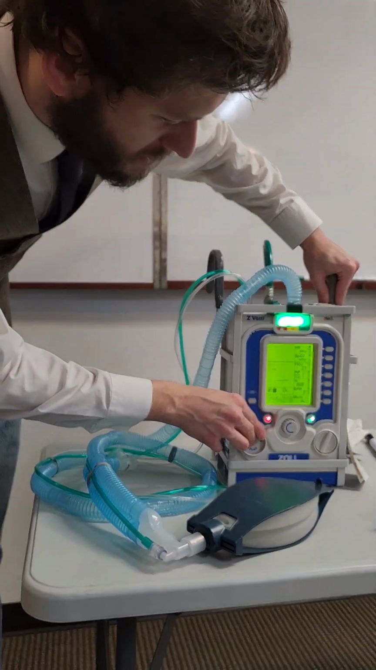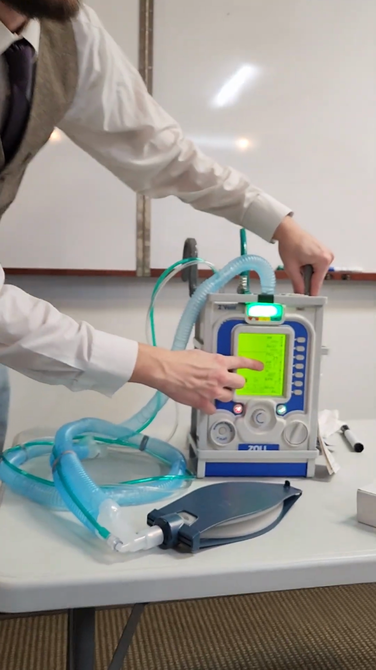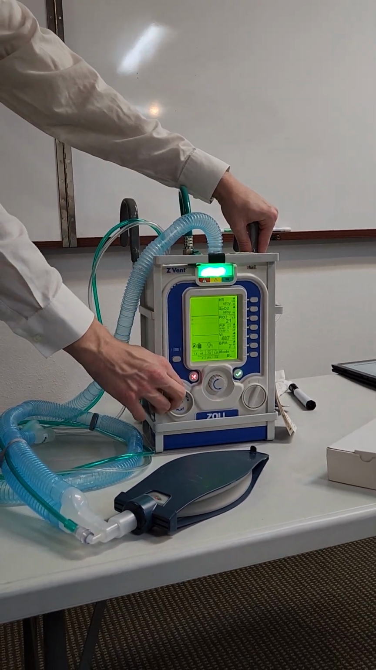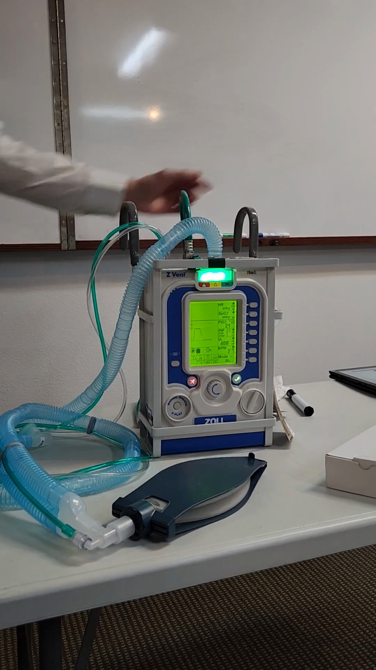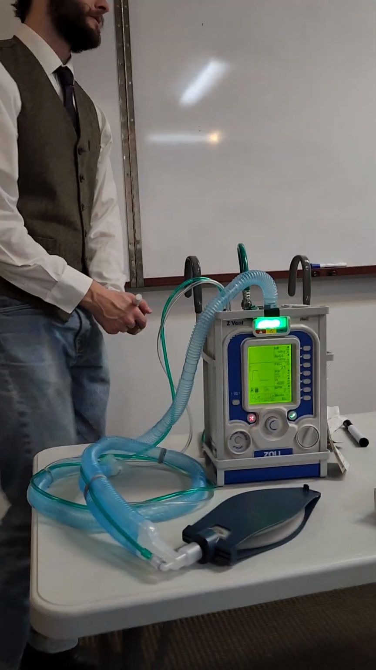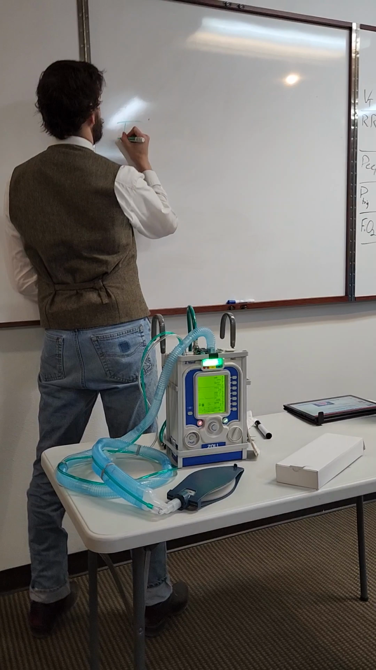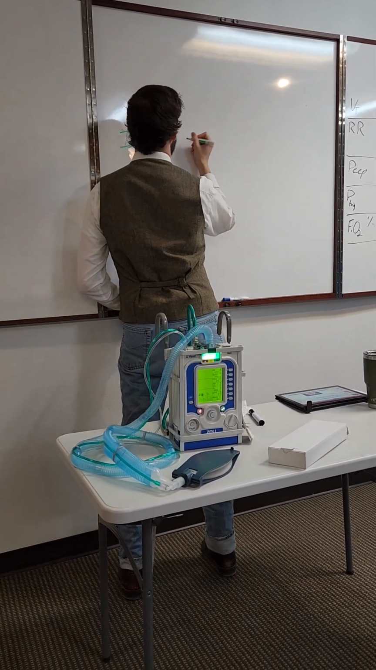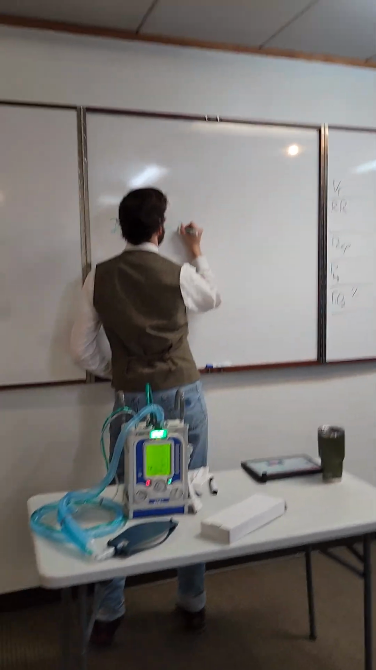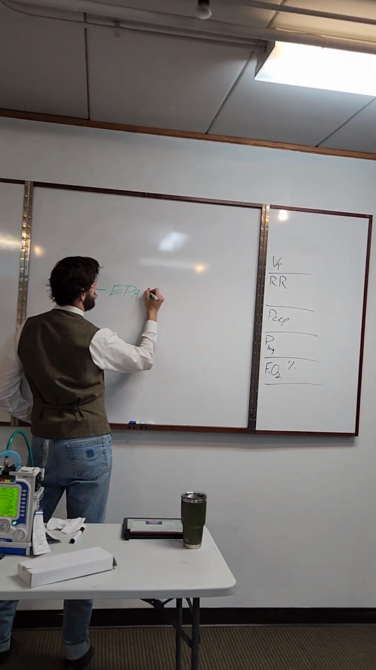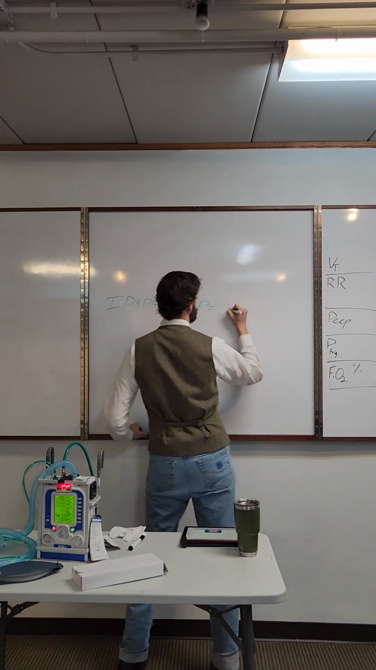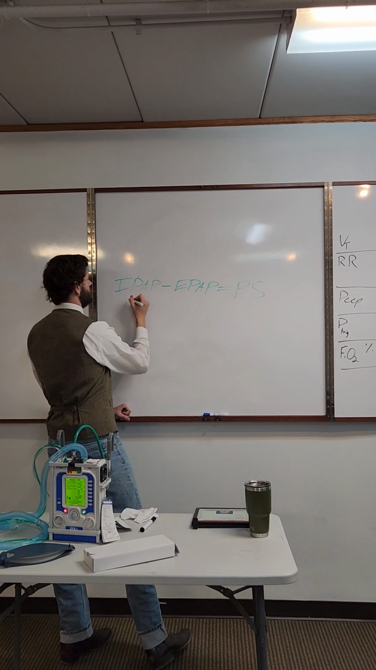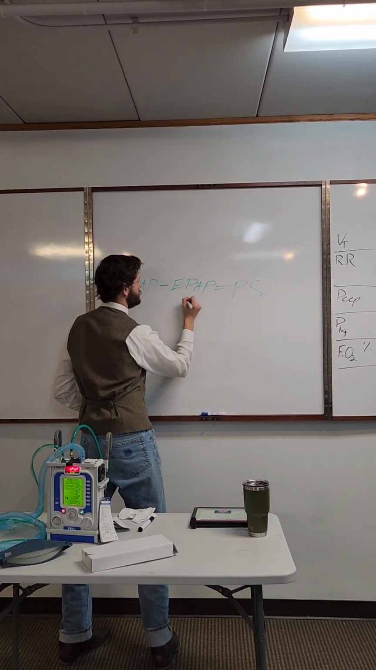The major difference you're going to see here is, instead of pressure support and PEEP, you've got IPAP and EPAP. And in terms of our formulas, we've got IPAP minus EPAP going to be pressure support. And this is also known as PEEP.